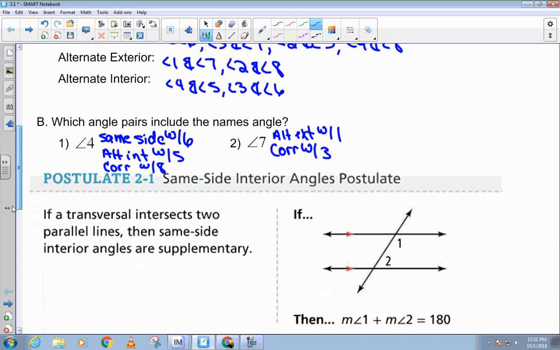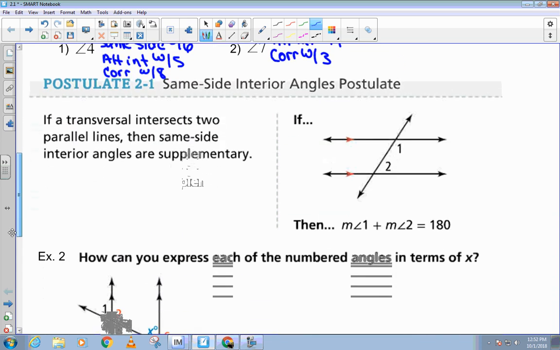Now, here's the relationship. We talked about these at the very beginning when I was showing you parallel lines. If a transversal intersects two parallel lines, then same side interior angles are supplementary. So we see here that 1 and 2 are same side interiors, and this postulate tells us that they are supplementary with each other. Anytime you have a pair of same side interior angles, they're always going to add up to equal 180.